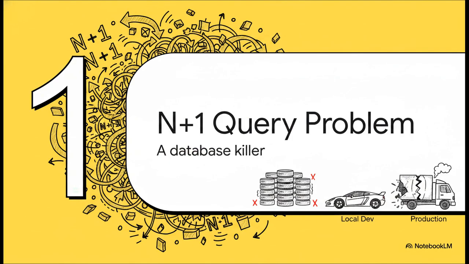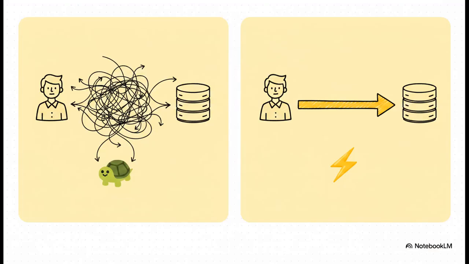Section 1. The n+1 query problem, a true database killer. This is a classic anti-pattern. It looks perfectly fine in local development, right? But it absolutely destroys production. Fetching 100 users and their posts using the n+1 approach means 101 separate round trips to the database. That's taking over 800 milliseconds.